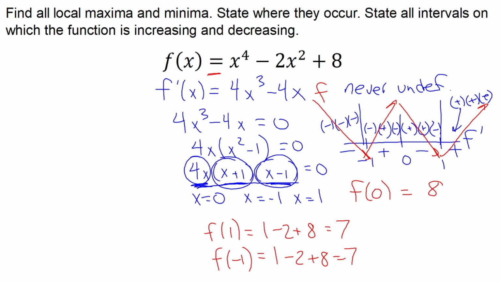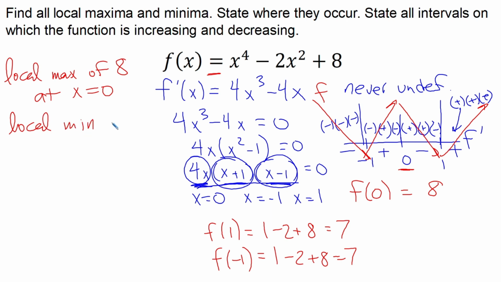And so that's really all we need to do to plug things in. So now all we need to do is just write out our answers. We're going to have a local max of 8, right? That's our value at 0. So local max of 8 at x equals 0. And a local min of 7 at both x equals 1 and x equals negative 1.